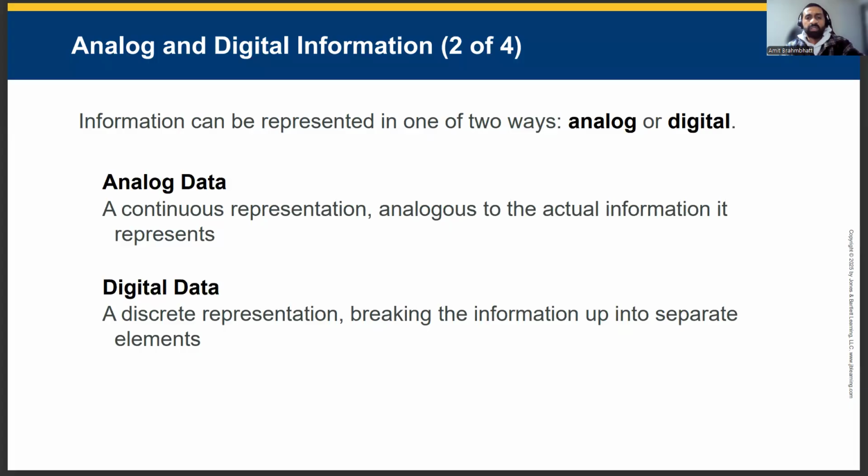Computers rely on digital data because discrete values can be represented reliably using binary numbers. This distinction is critical in computing, as it explains why real-world analog information must be converted, or digitized, before a computer can process it.